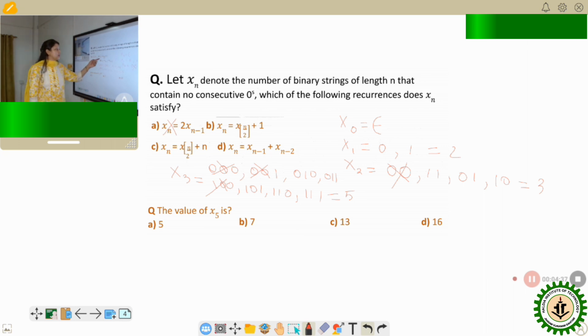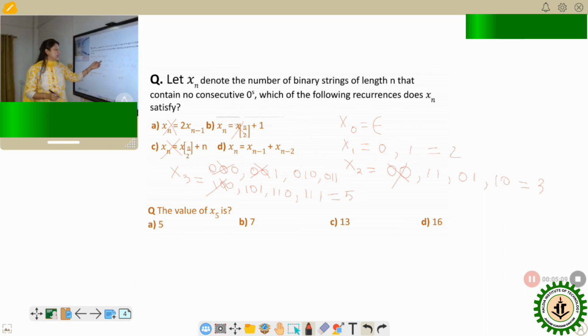Next, xn equal to x of n by 2 plus 1. But n by 2 is not telling us whether we are taking the floor value or the ceiling value. It can be the floor value, also the ceiling value. It is not specified. That's why we don't take this formula.